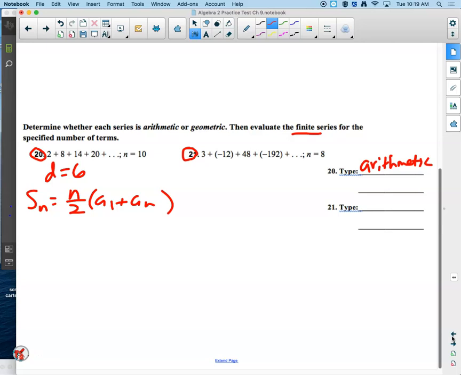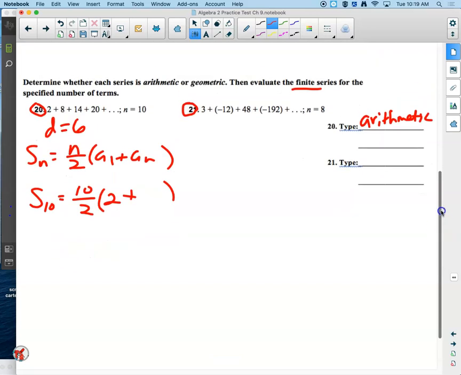Do we know how many? They said 10. They told us that. Do we know the first one? It's right there. It's a 2. Do we know the 10th one? No. Now, when we don't know something, when something is missing with arithmetic, what do we do?